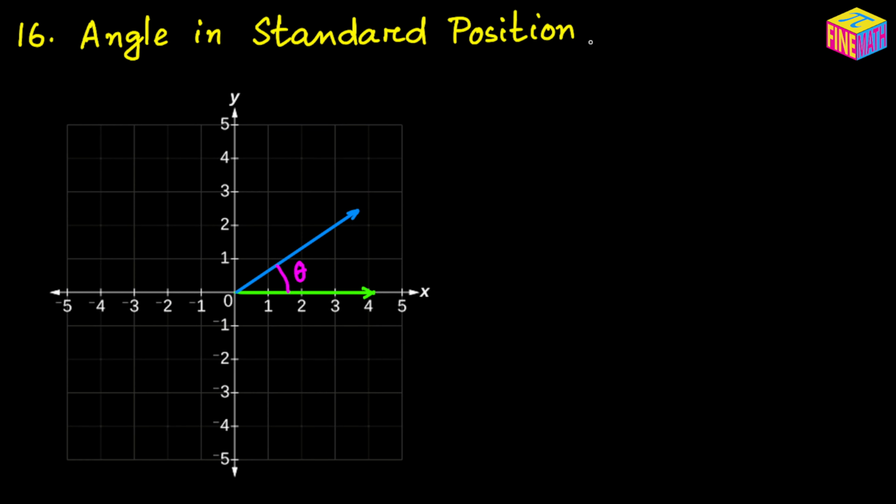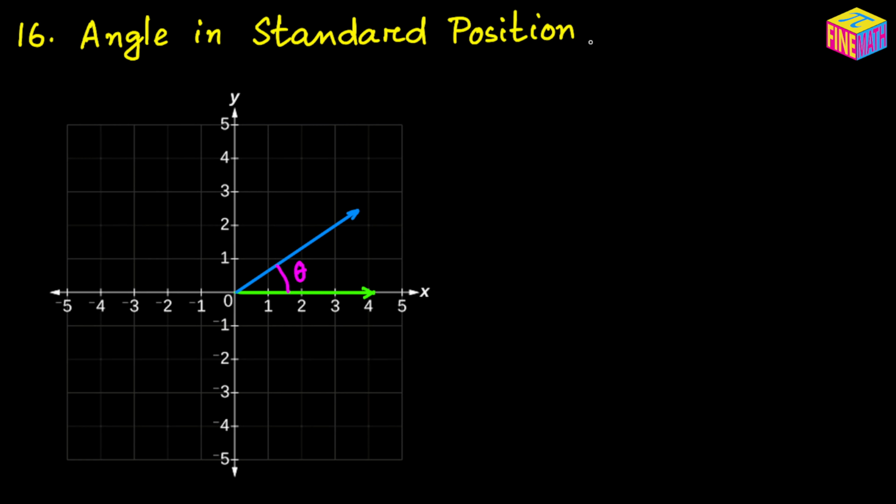Next, we are going to discuss angle in standard position. This is very important for trigonometry. If an angle is denoted on the Cartesian coordinate plane having the initial side along the positive x-axis and the vertex at the origin, those are the two key points we need to remember. The initial side has to be along the positive x-axis and the vertex has to be at the origin. Then this angle will be called an angle in standard position.